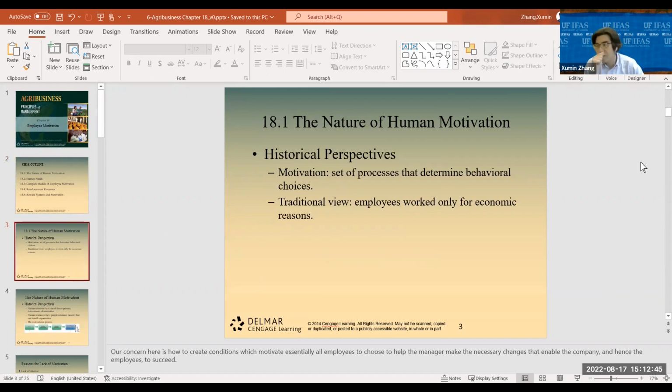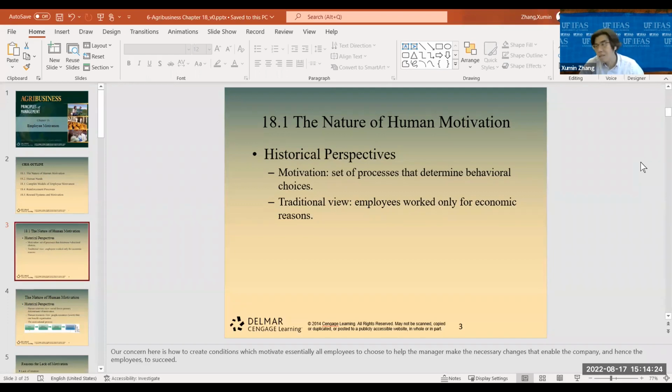In general, motivation is the set of processes that determine behavioral choices. Motivation is the process that determines behavior. Maybe not only limited to behavior, but also your attitude, your thoughts. Our concern is to understand or to create the condition which motivates essentially all employees to choose to help the manager make the necessary change that enables the company and the employee to succeed. Actually, motivation is about how we can motivate all employees and managers to engage, to improve, and make the company greater, and at the same time the employee succeeds. We call this a win-win situation.